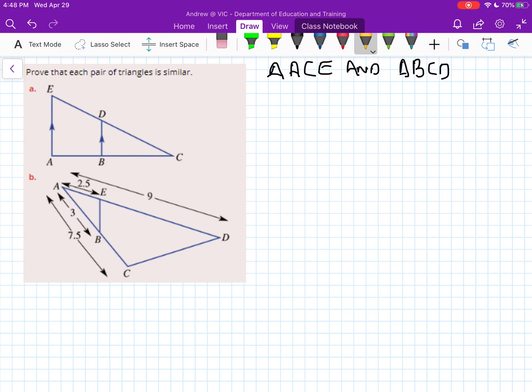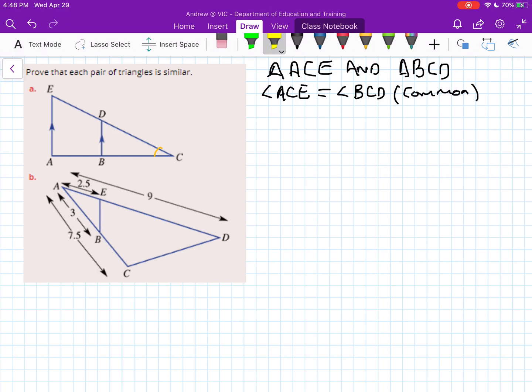So first, hopefully you do notice that this here is common in both. So that's our first similarity that we can write down. So we can say angle ACE is equal to angle BCD, and we can just say that this is common to prove it. Alright, so next we can look at what other information we've got.